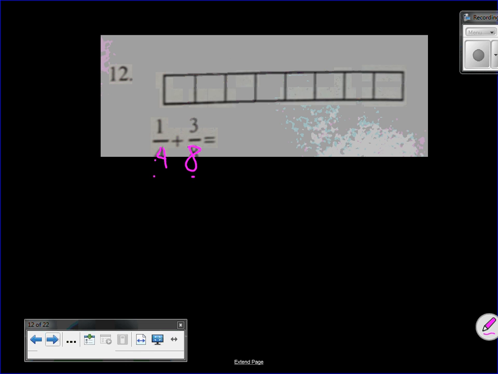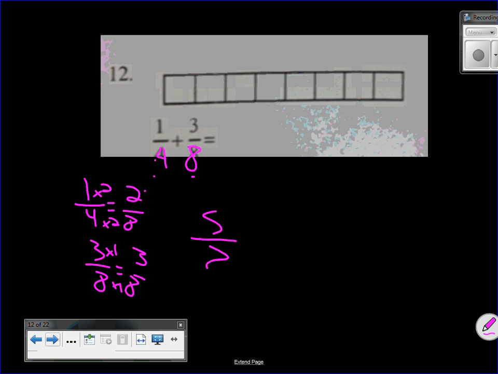We have to find common denominators. They're not the same, so we have to do what I've always been telling you. Stack our fractions up. Find a common denominator. 8. Times 2 gives me 2. Times 1 gives me 3. 2 plus 3 is 5. My denominator is 8. 5/8 is my answer.